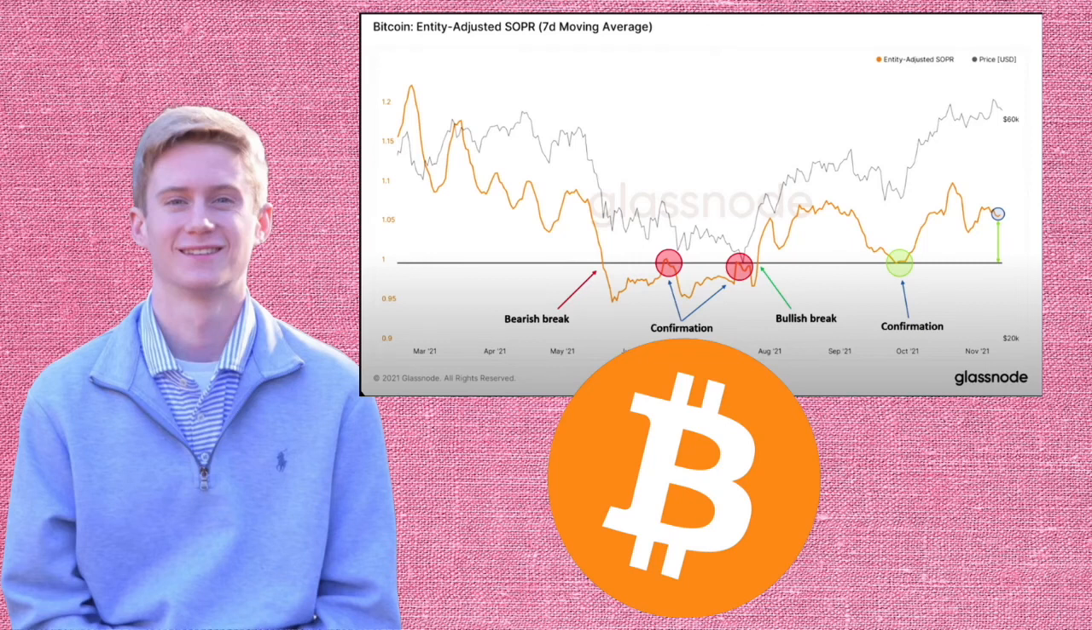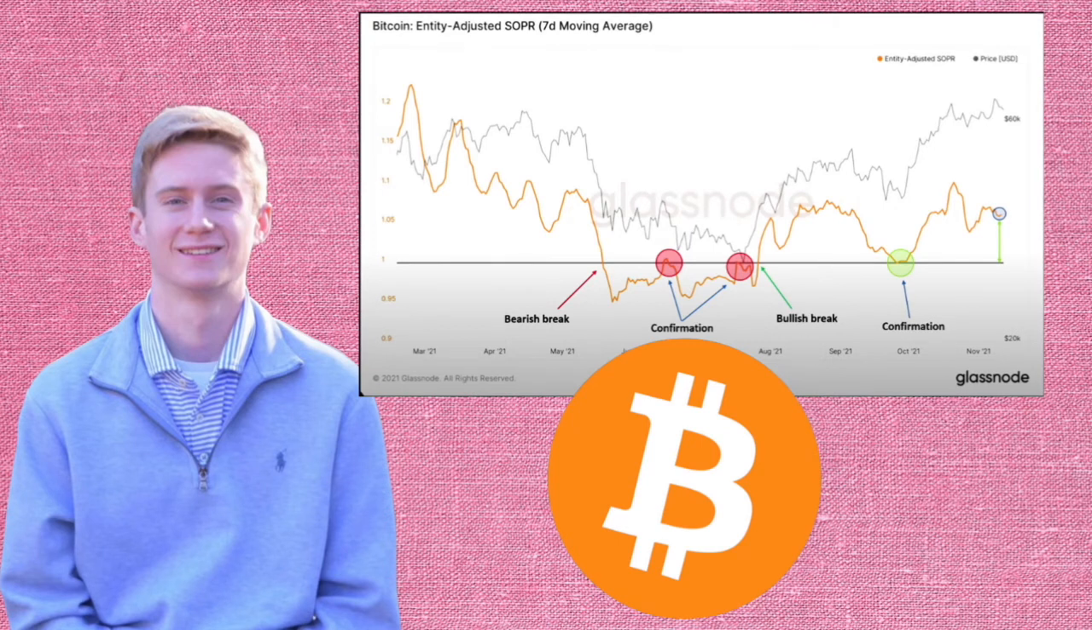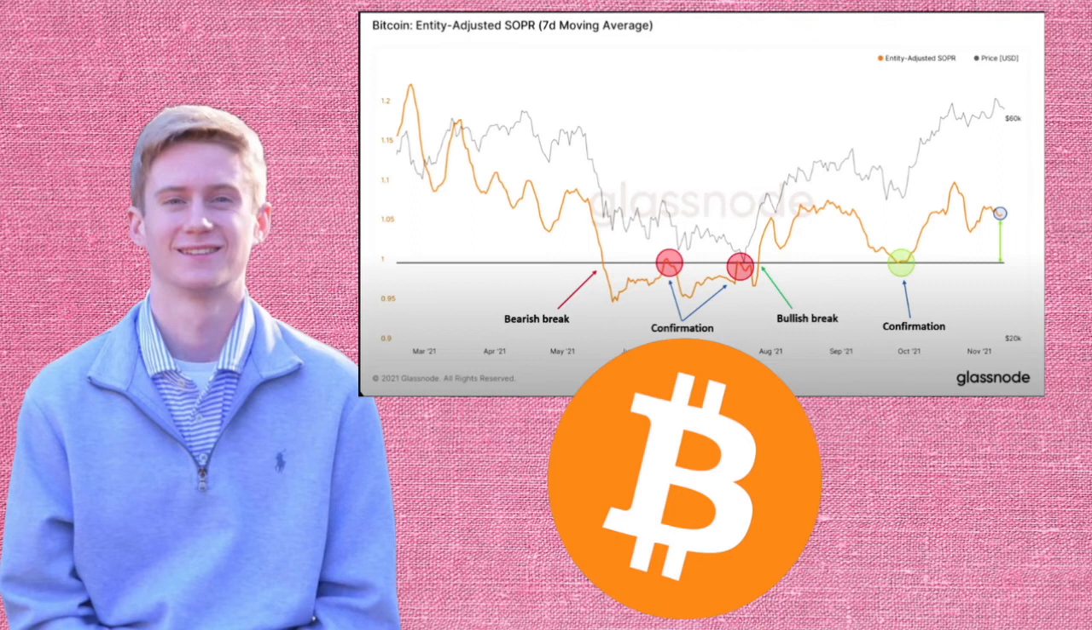Right. So SOPR is our spent output profit ratio. So we're looking at when a coin was last moved and when it's being moved. Let me say this: we're looking at all the coins that are trading on a given day. So it's the coins that are being spent today. You're looking at the profit and loss that those coins being spent today hold.